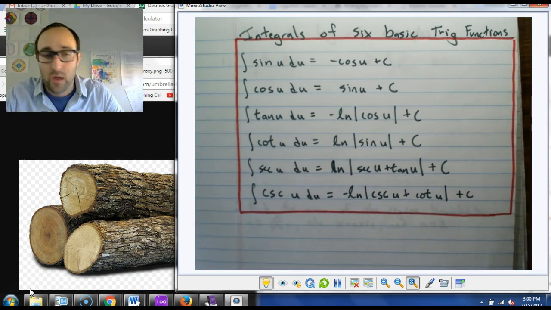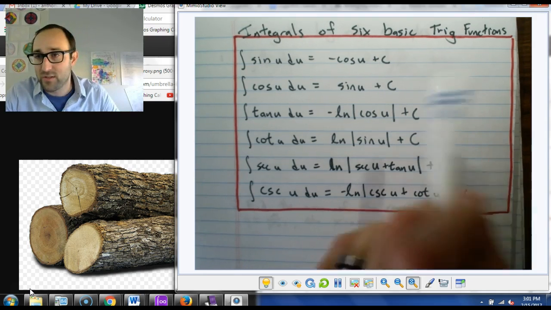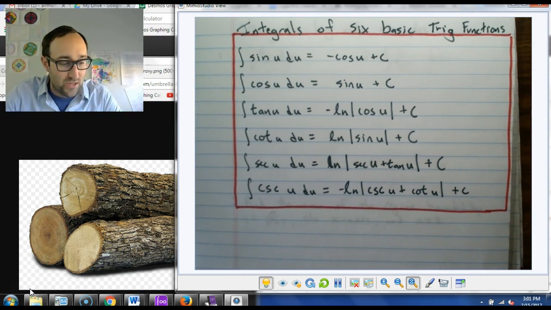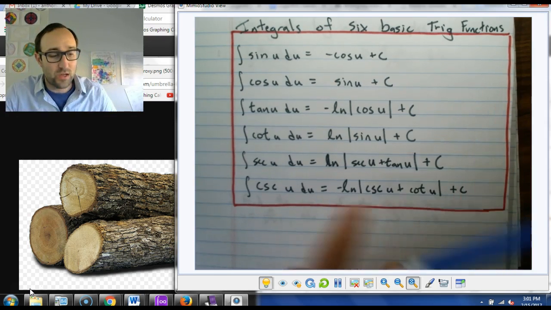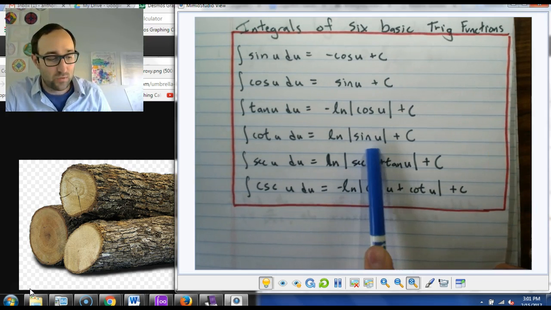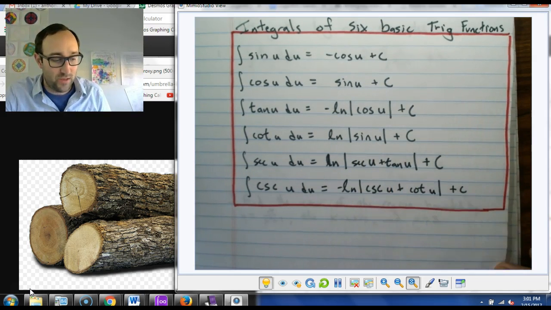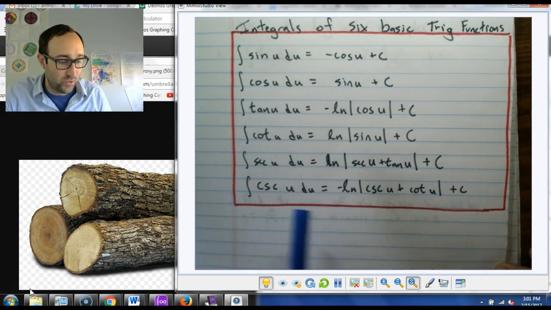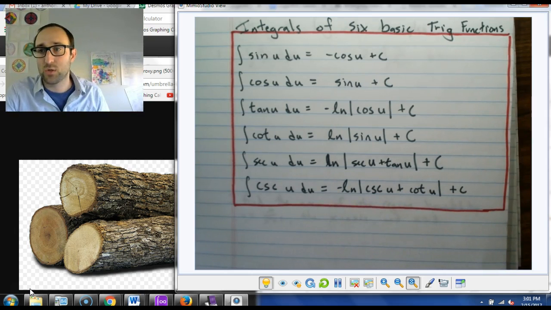Okay. Integral of sine u du equals negative cosine u. Integral of cosine u is sine u. And of course all these are plus c. Integral of tangent u is negative natural log of the absolute value of cosine u. Integral of cotangent u is natural log of absolute value of sine u. Secant u is the natural log of the absolute value of secant u plus tangent u. And cosecant u is the negative natural log of the absolute value of cosecant u plus cotangent u, all again plus c.